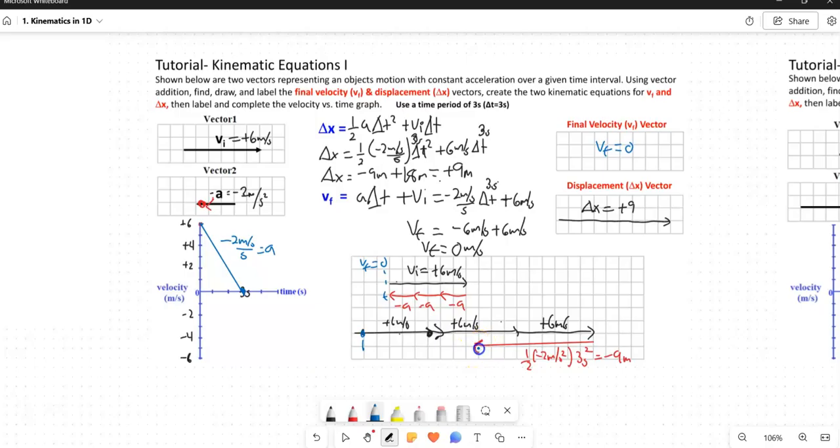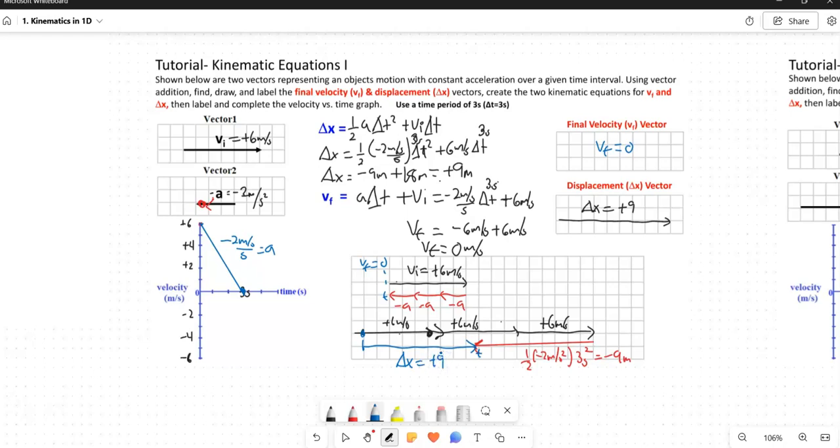So, which is right here. So we started here, we ended here. So this is our displacement vector. 1, 2, 3, 4, 5, 6, 7, 8, 9. So that's delta x, and that is equal to +9.